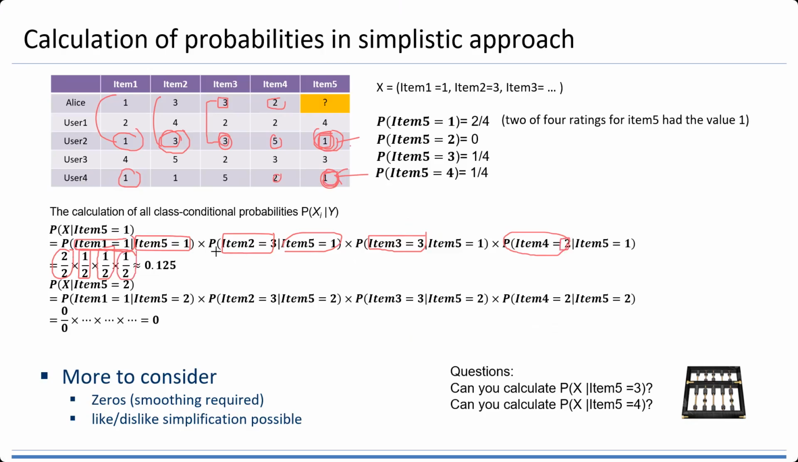Okay. Then by looking at the probability when the item 5 equals 1, given x is the value of the Alice rating, the probability is 0.125. So the probability that Alice will give this rating 1 is 0.125. So you need to do this one with different ratings.